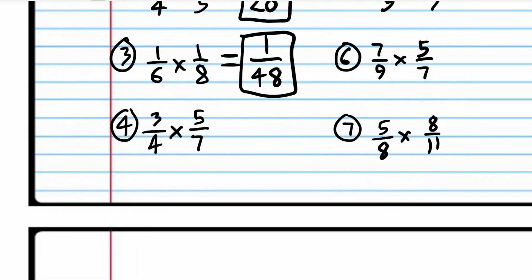All right, number 4. Why don't you try number 4? Pause the video, and when you come back, we'll do it together. All right, we're back. You should have got 15 over 28. 3 times 5 is 15. 4 times 7 is 28.